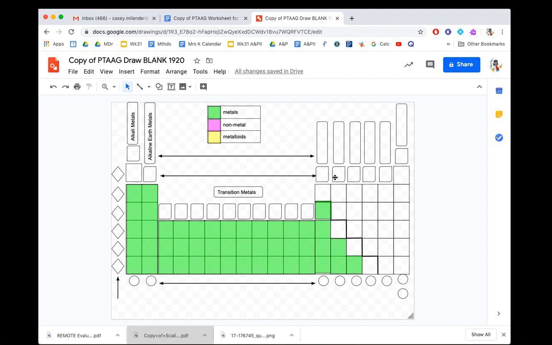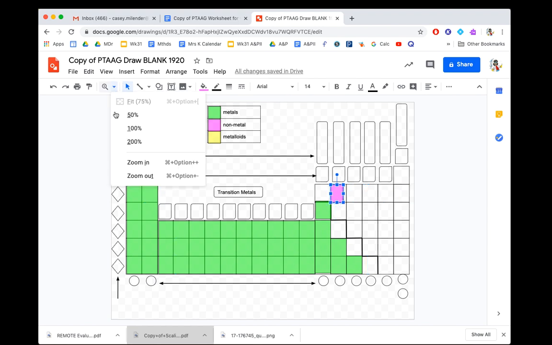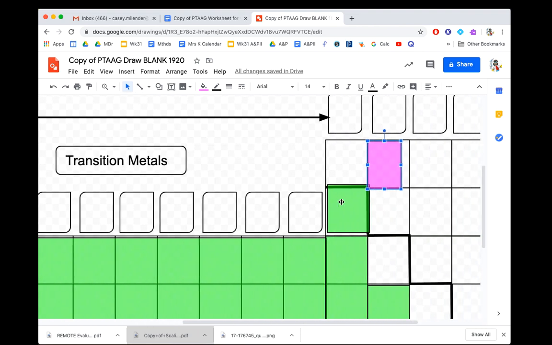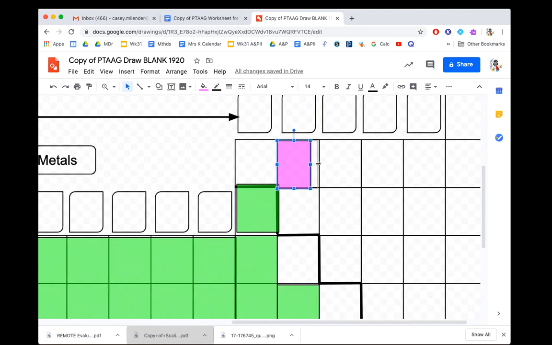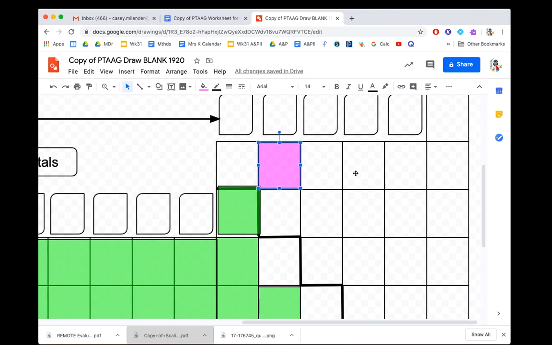So now let's identify the nonmetals. I'm going to grab some of my pink. In this case, I can increase the size of this so it's easier for me to work with anyway. So for this first row, I want each one of these to be its own separate colored square because I want to write in them later. So I'm just going to keep duplicating that.